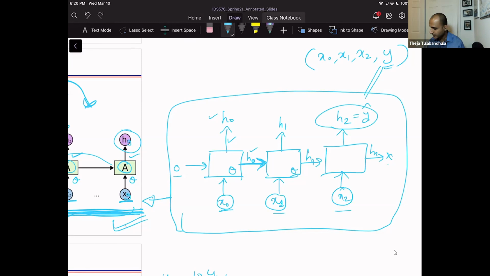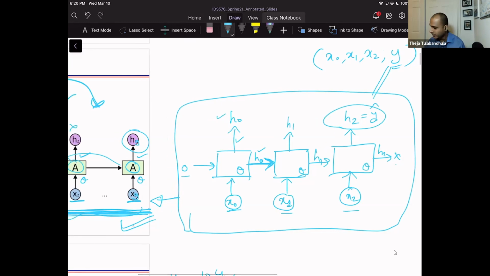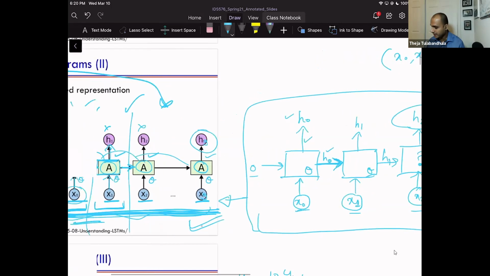So this is really what an RNN is. And most of the time we'll spend trying to understand what is going on in this block. And this is what we did last time.